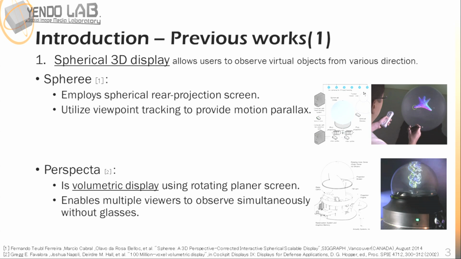Spherical 3D displays have been proposed previously. Spherical displays have a larger viewing zone than flat ones. A spherical 3D display enables users to observe 3D objects freely around the display. The Sphere is a spherical 3D display that employs a spherical rear projection screen and a head tracking system. To achieve binocular parallax, special glasses are needed to observe. Thus, it is difficult to show 3D images to multiple viewers at once.